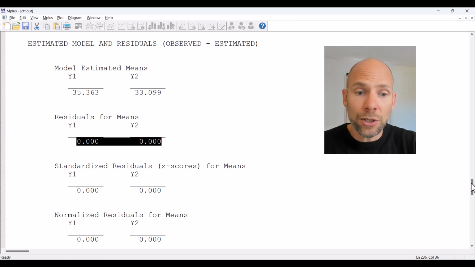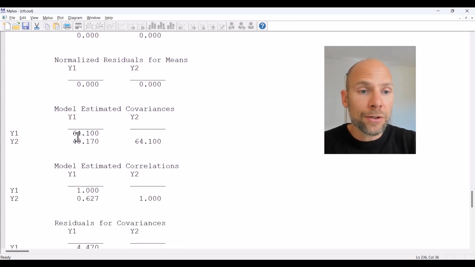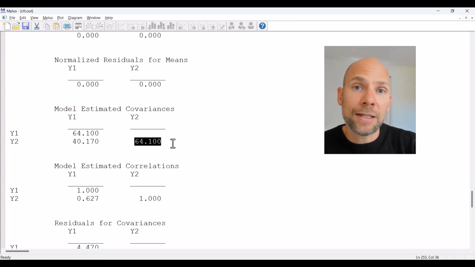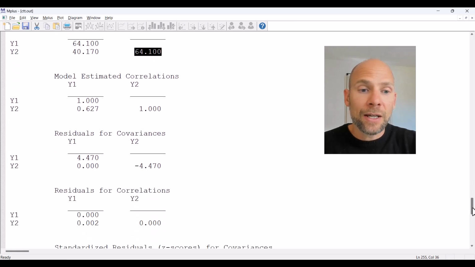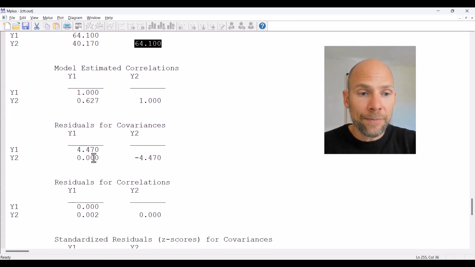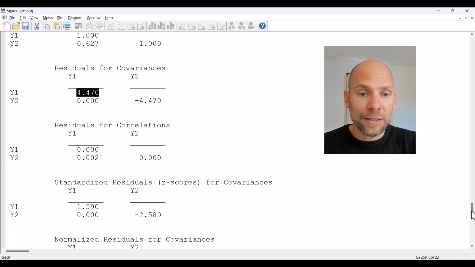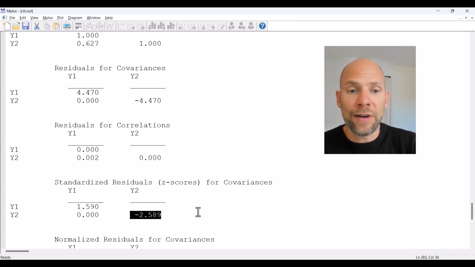However, there's still a restriction on the covariance structure, and that is the restriction of equal variances, as you can see here. So these variances, 64.10, those are the model implied variances, and they are equal for y1 and y2, and that's still a constraint in the model, and that could be wrong based on our observed data where the variances may differ. And so you can see that the residuals here for the covariances are 4.47 and negative 4.47, and when we look at that in terms of a z-score, you can see that this one's still pretty sizable in terms of an absolute value for a z-score.